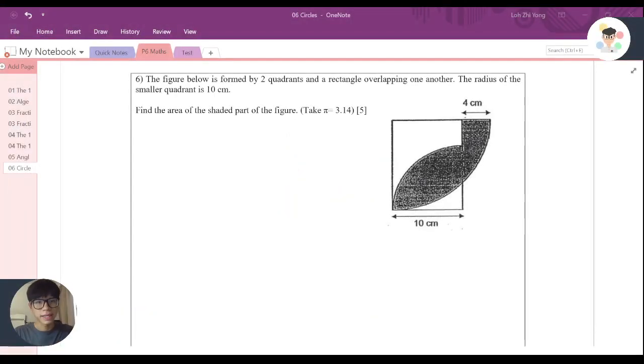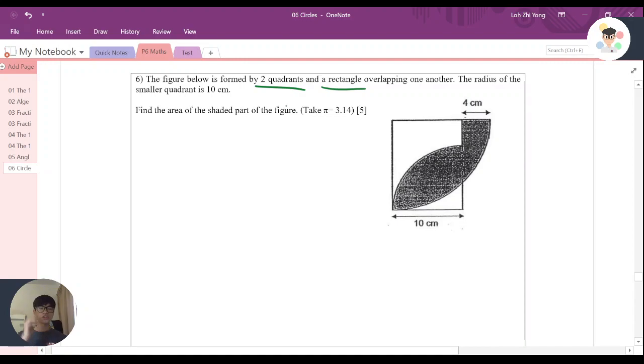Welcome back to digital class, and this is a discussion for booklet number 6, circles. Now we are looking at page number 16, question number 6. Let's look at this question. It says that the figure below is formed by two quadrants and a rectangle overlapping one another, and the radius of the smaller quadrant is 10 cm. Find the area of the shaded part of the figure.